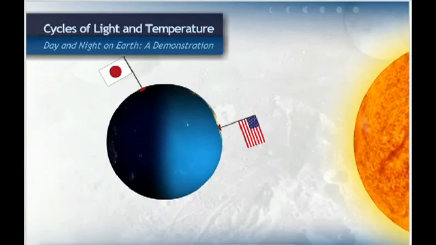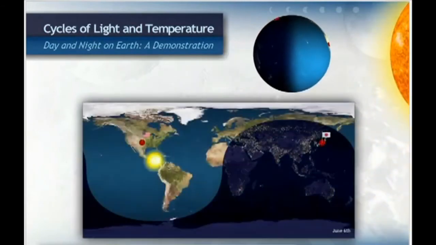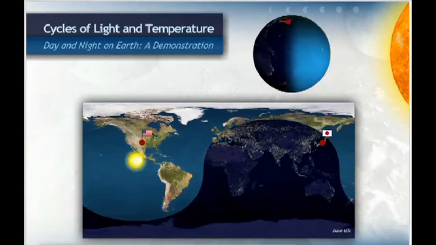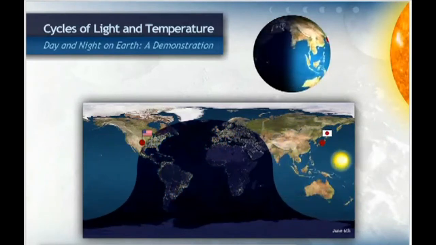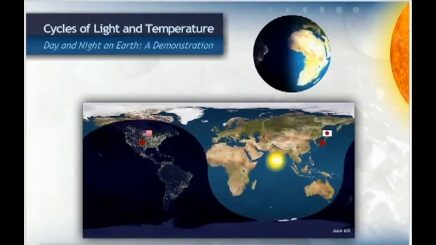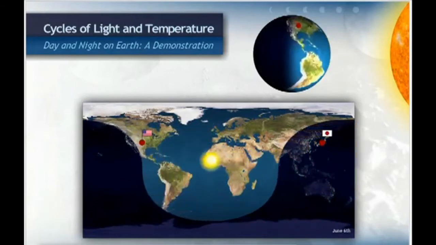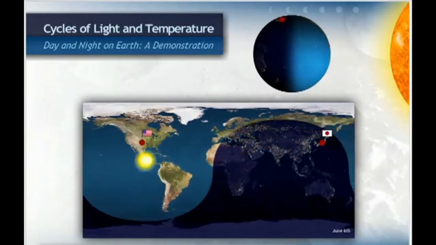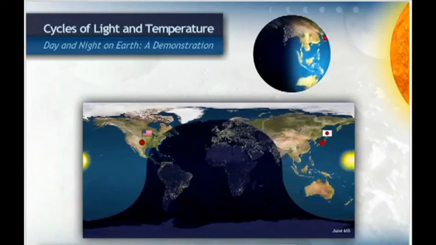and night. We have placed markers for the U.S. and Japan on our model. Now watch what happens as the Earth rotates. When it's day in the United States, it's nighttime in Japan. This is because the United States is on the side of the Earth that is directly facing the Sun, and Japan is not. As the Earth rotates, the United States moves away from the Sun, and other parts of the globe are lighted by it.